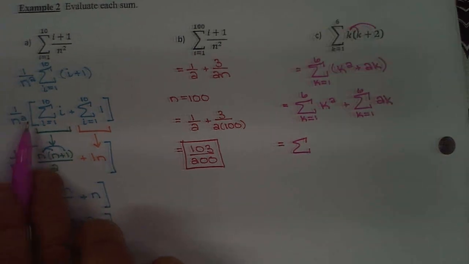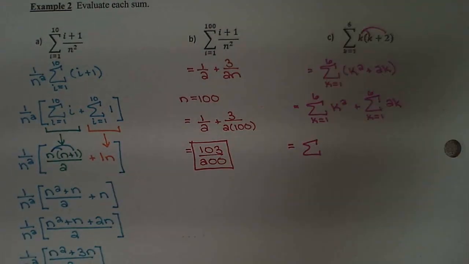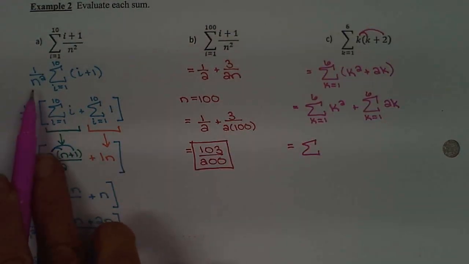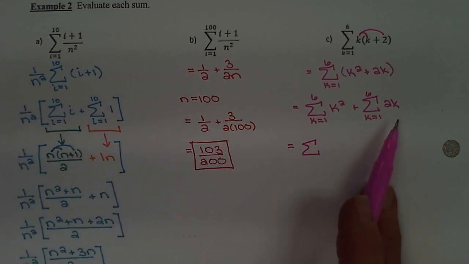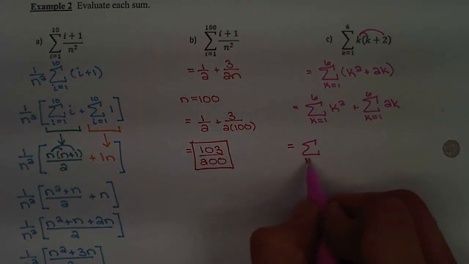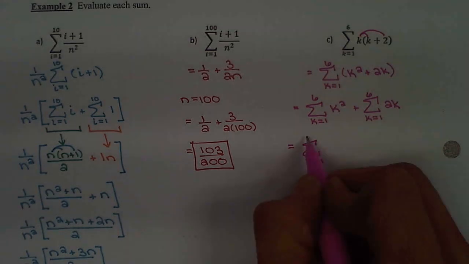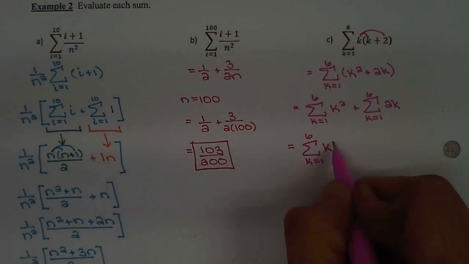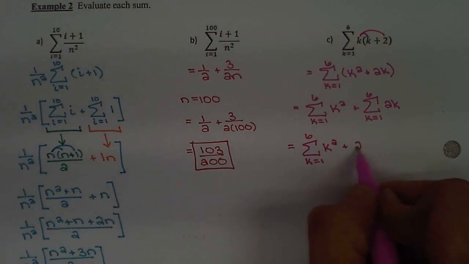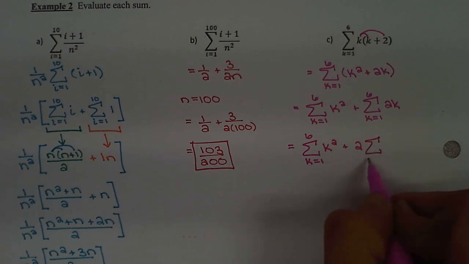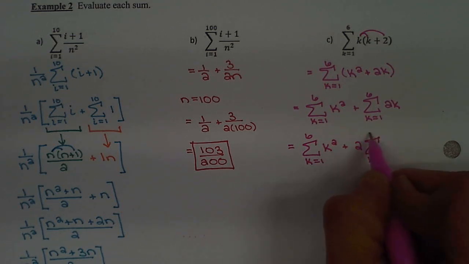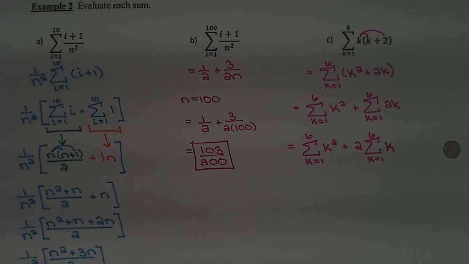Just like we were able to bring out that 1 over n because we knew it was just a constant, this 2 is just a constant. We can take it out the same. So the summation of K equals 1 to 6 of K squared, the first one didn't change, plus 2 times the summation of K equals 1 to 6 of K. And now we're going to go through and do our substitutions.